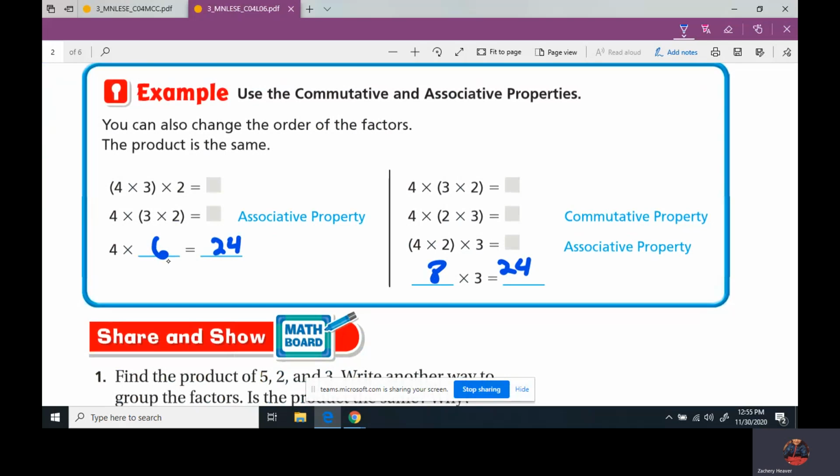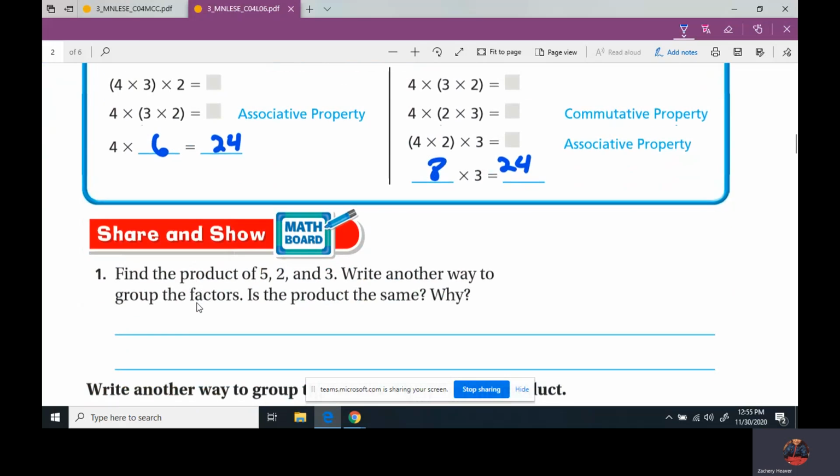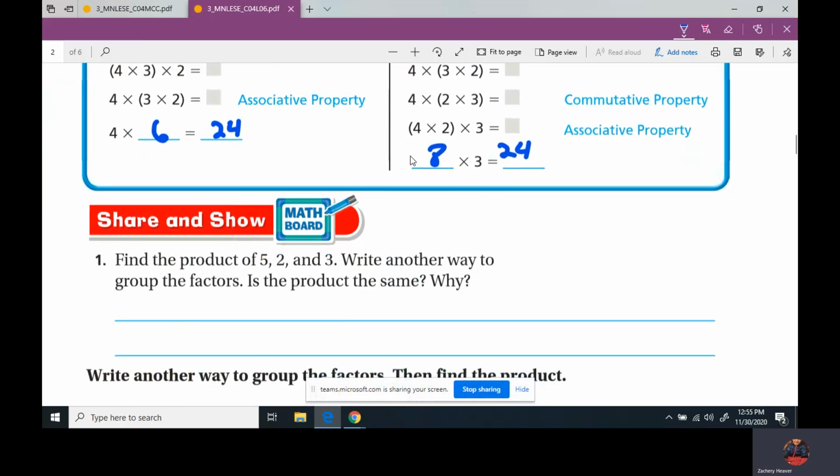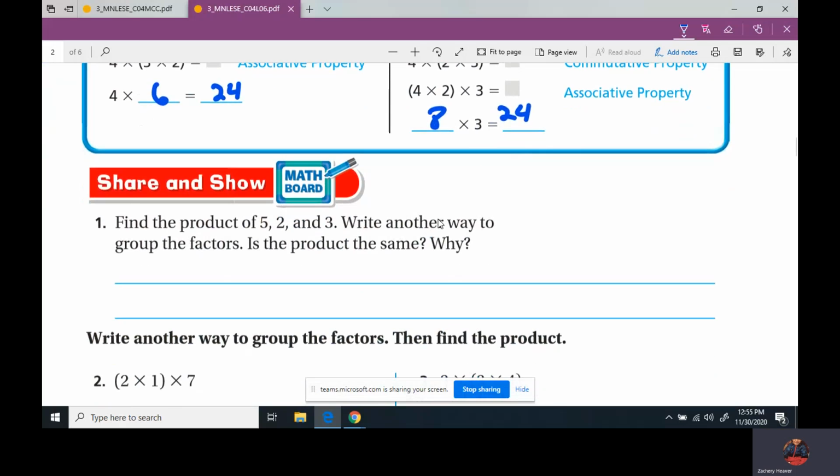And look, 4 and 6 can make 24, and 8 and 3 can make 24. We can use the same numbers, but they have different problems. Or different factors, I'm sorry. Same product, different factors.